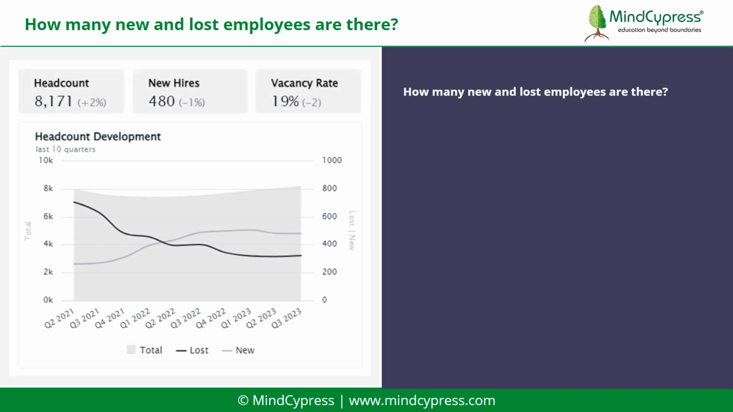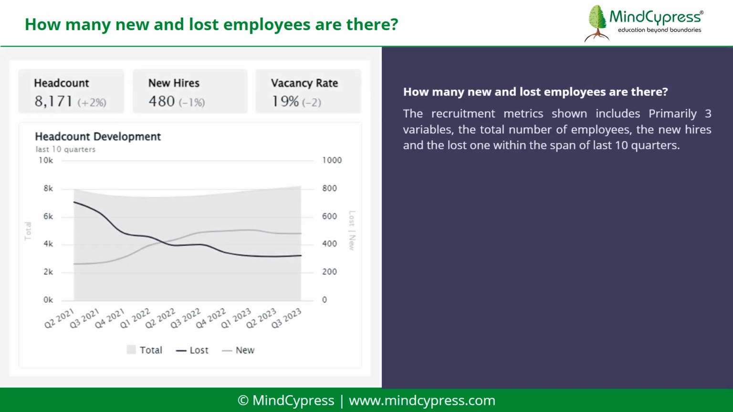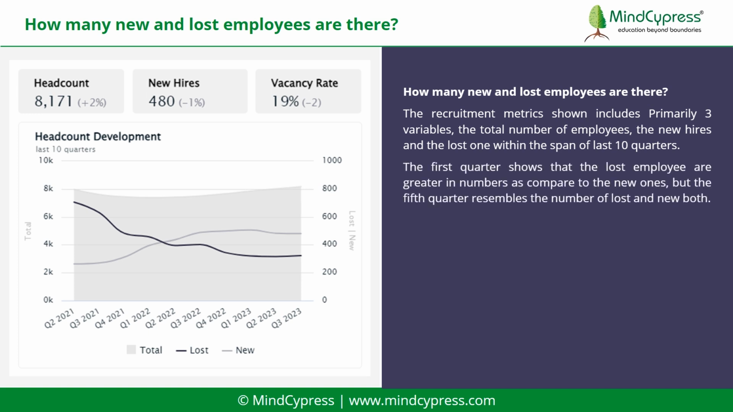How many new and lost employees are there? The recruitment metric shown includes primarily 3 variables: the total number of employees, the new hires, and the lost ones within the span of the last 10 quarters. The first quarter shows that the lost employees are greater in number as compared to the new ones, but the 5th quarter shows the number of lost and new being equal.